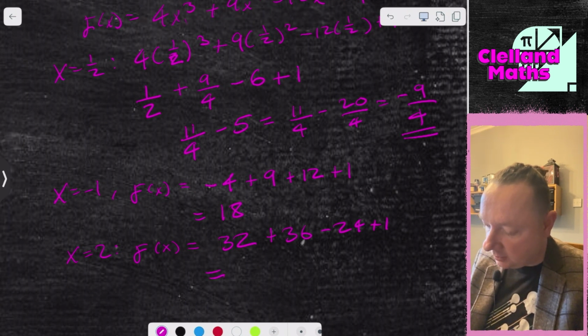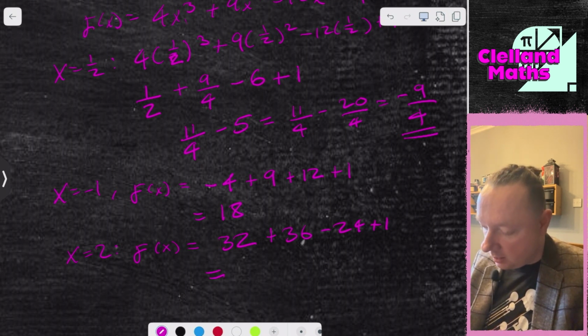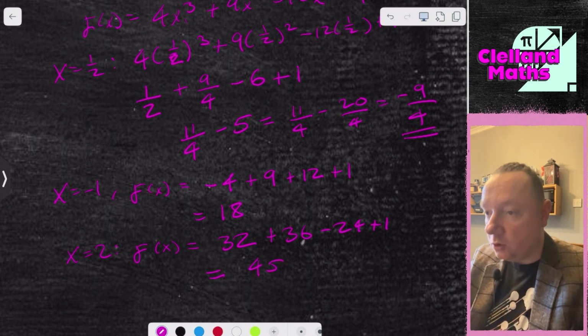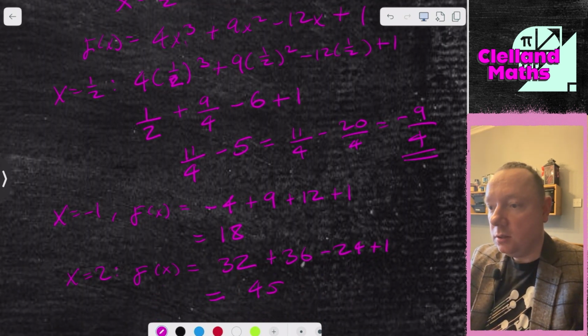So we've got 36, 68, minus 24, that's 34, 44, 54. 24, 34, 44, 54, 64, that's 44, I think. Plus 1 is 45. So we should have 45 for them. So we've got minus 9 quarters.